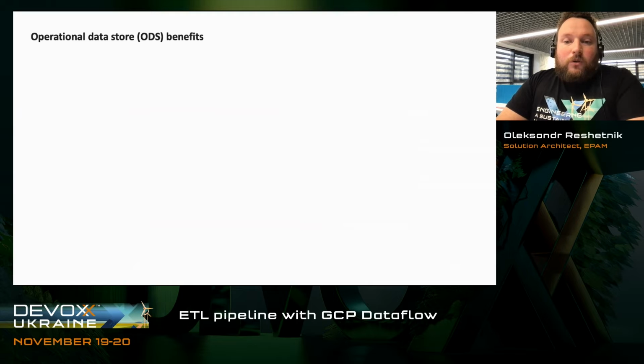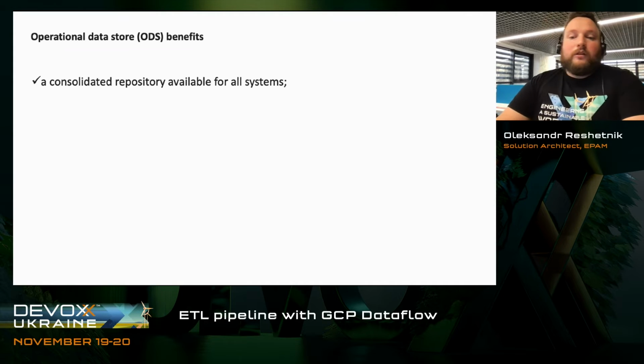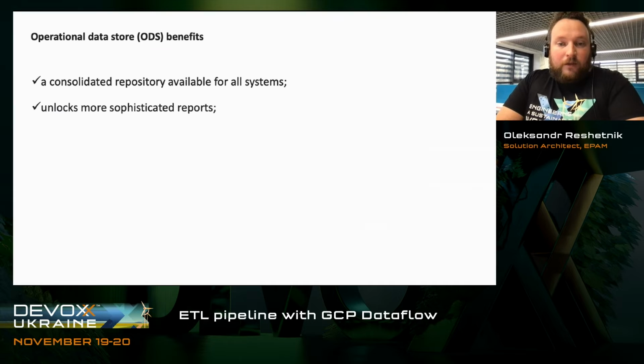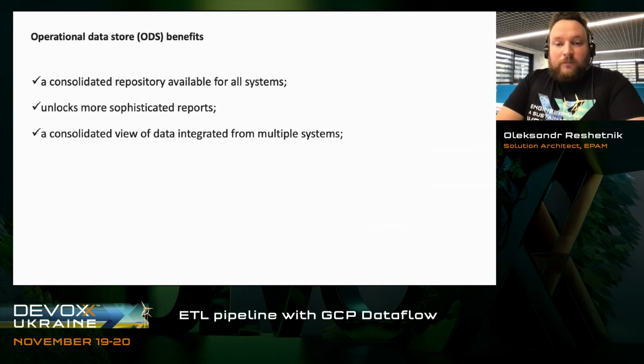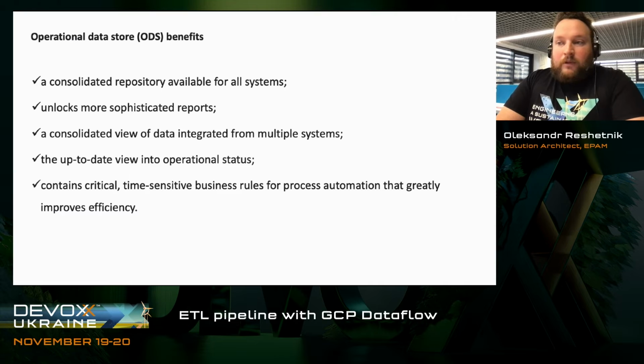With the ODS approach, we have such benefits. A consolidated repository available for all systems. It unlocks more sophisticated reports. A consolidated view of data integrated from multiple systems. An up-to-date view into operational status. And it contains critical time-sensitive business rules for process automation that greatly improves efficiency.